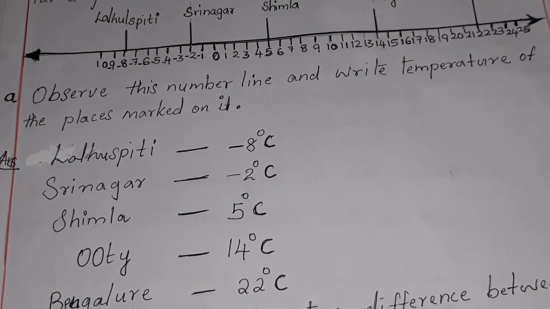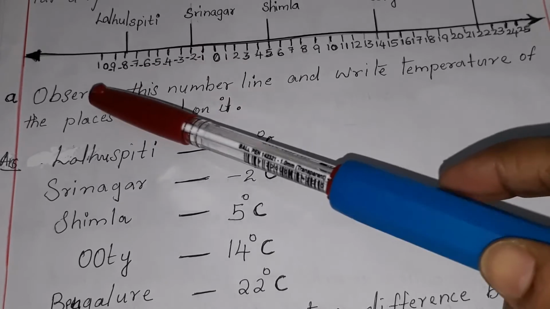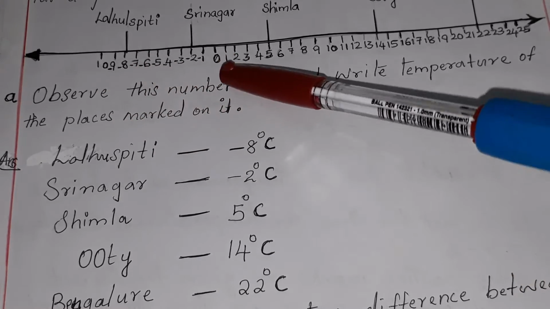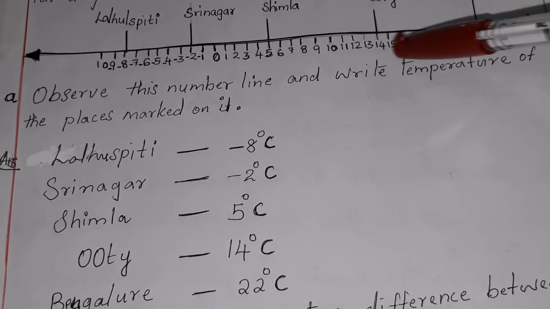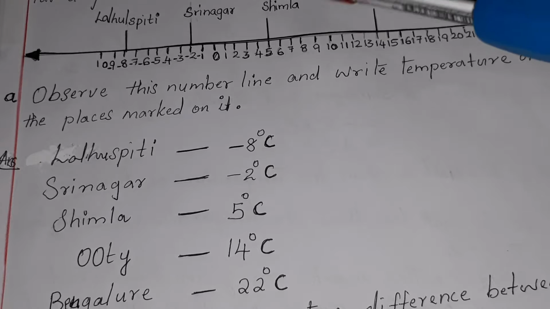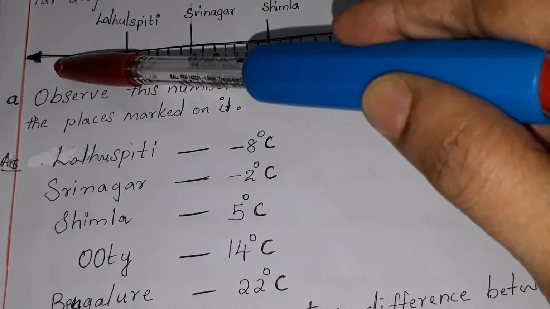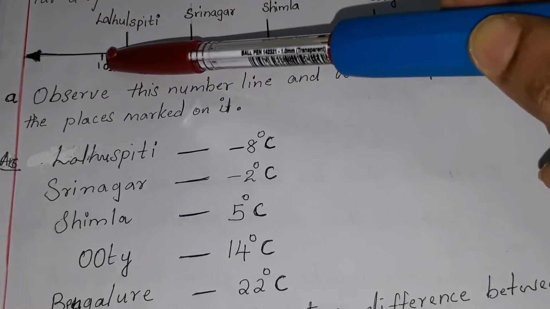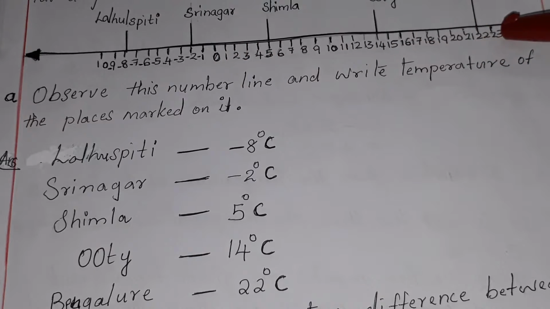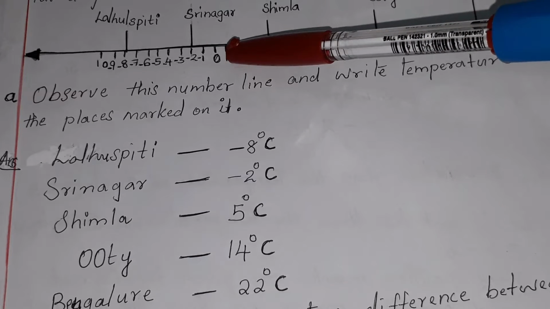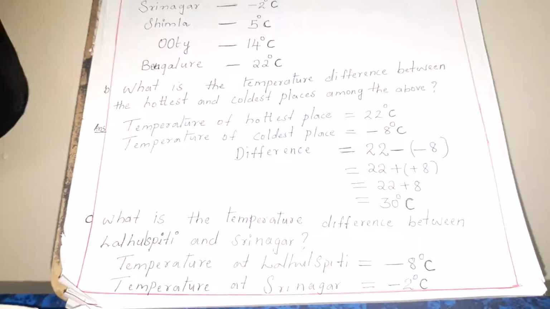Children, one more point I want to say. Can you see the 0 here? This is 0. Okay, left side of 0 we can see negative numbers and right side of 0 we can see positive numbers. So, moving to the left side of the number line, the value is decreasing, and moving to the right side of the number line, we can see the value is increasing. Okay, this you have to remember, isn't it?